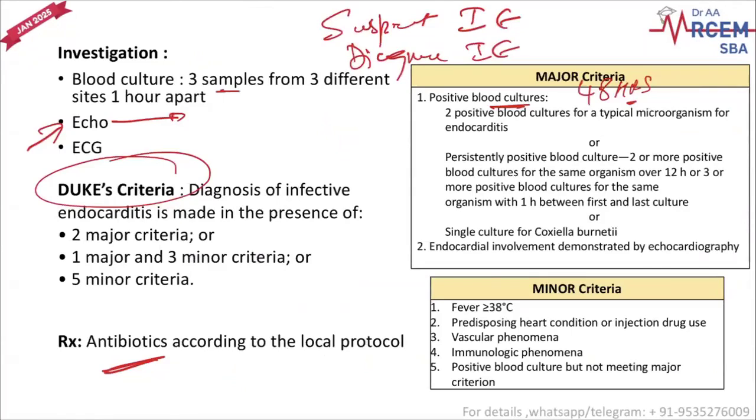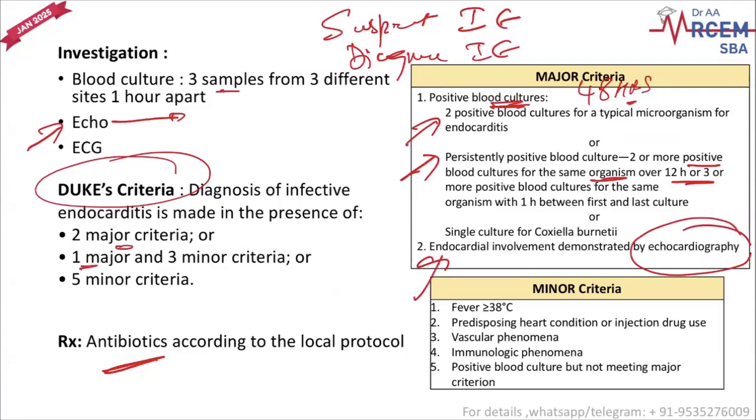It says that 2 major criteria should be satisfied. That means 2 positive blood cultures should be there, or persistent positive blood cultures for the same organisms 12 hours apart or 3 hours apart should be present, or an endocardial involvement demonstrated on an echo scan. That is the vegetation seen on the echo scan.